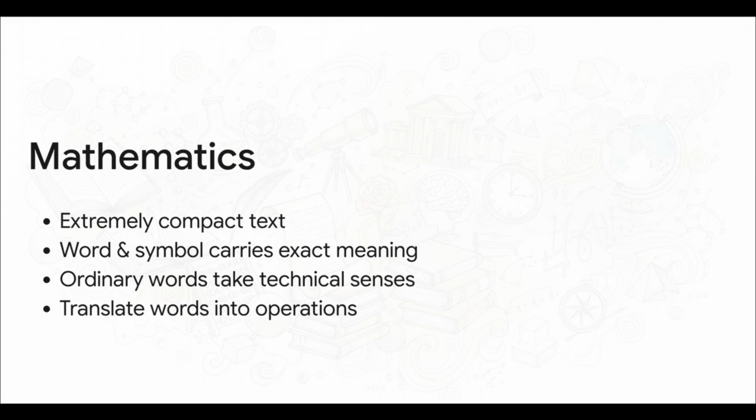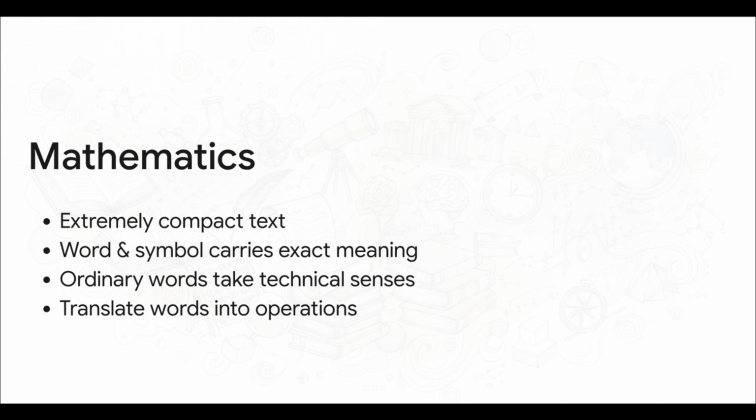And then, oh boy, we reach mathematics reading. Math text is incredibly compact. Every single word and every single symbol carries an exact, unbreakable meaning. Furthermore, ordinary, everyday words suddenly take on super precise technical senses. The word product isn't something you buy at the grocery store anymore. The word volume has absolutely nothing to do with how loud your music is. Though, let's be honest, a frustrated student might definitely wish they were just listening to music instead.